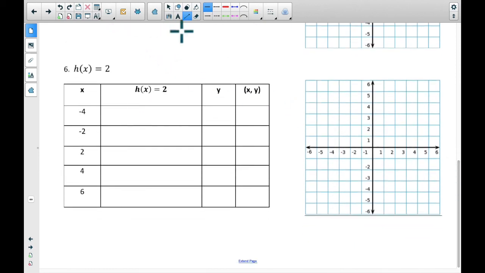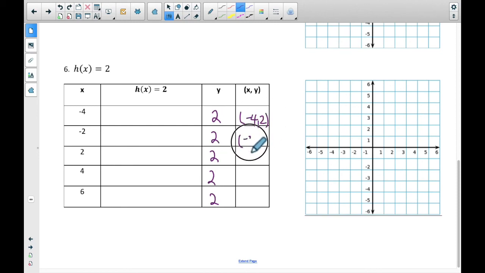All right, last problem. This one's kind of different, but it's actually really easy. H of x is equal to 2. To what? Well, just 2. There's no x here. There's nowhere to plug it in. So y is just 2. It's always 2. If it's negative 4, it's 2. If it's negative 2, it's 2. If it's 2, it's 2. If it's 4, it's 2. If it's 6, it's 2. Everything's 2. So there are my points.